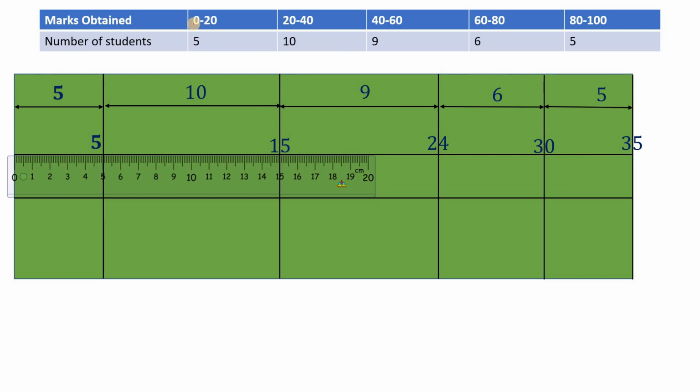The groups that are allocated here are written below. We are starting here from 0, so 0 to 20, then 20 to 40, 40 to 60, 60 to 80, and 80 to 100.